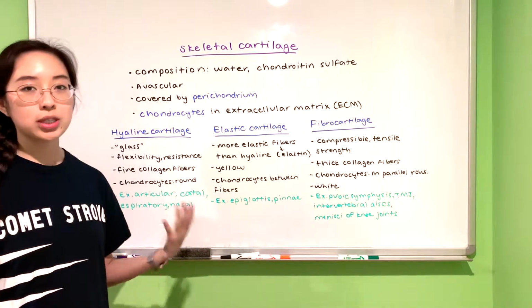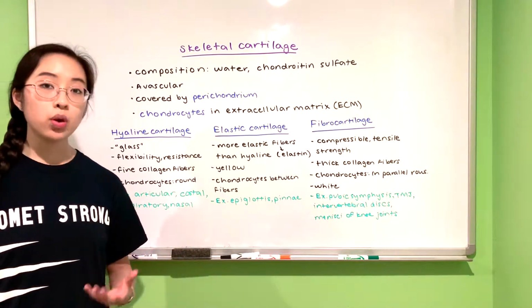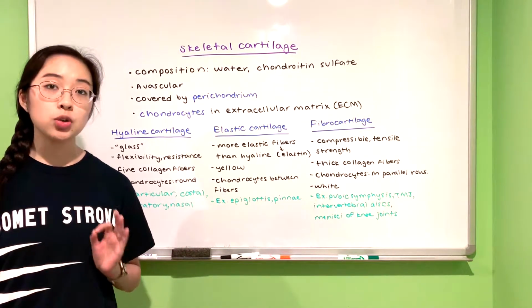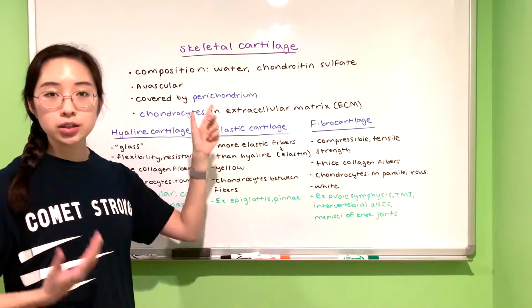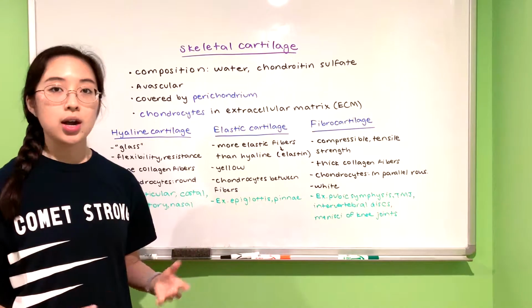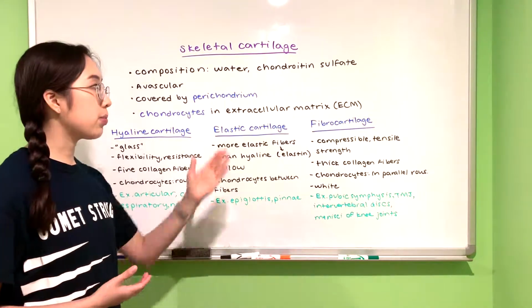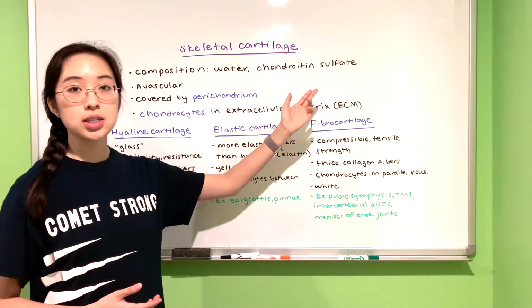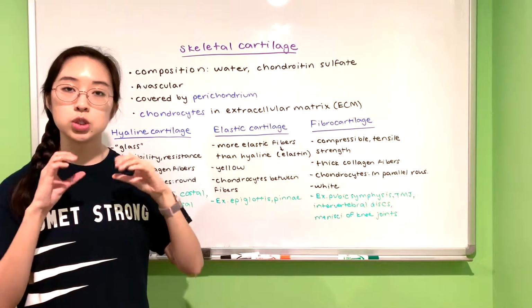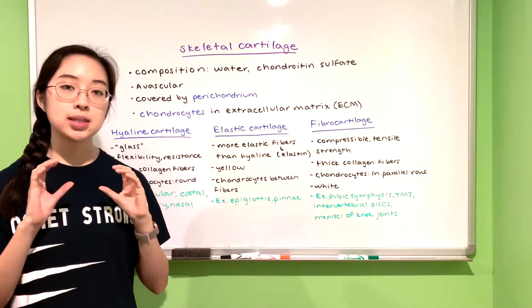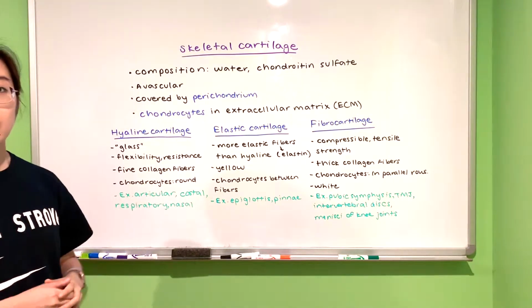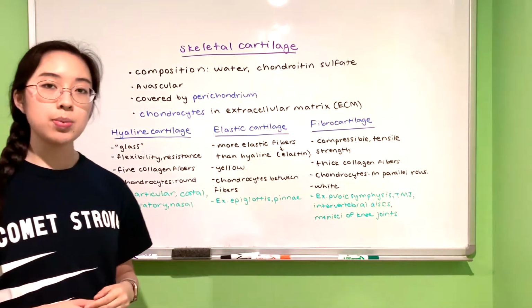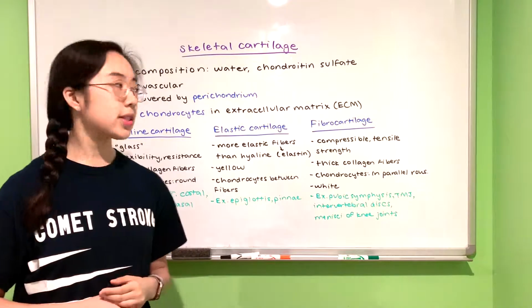There are three major types of skeletal cartilages, but before we get into that, I just want to talk about some general points. First, the composition of cartilages. Cartilages are actually mostly water, but aside from water, they're also composed of a salt called chondroitin sulfate, and that's what gives it the little springy texture. That's the base substance. They're avascular, which means that they don't contain any blood vessels or nerves.